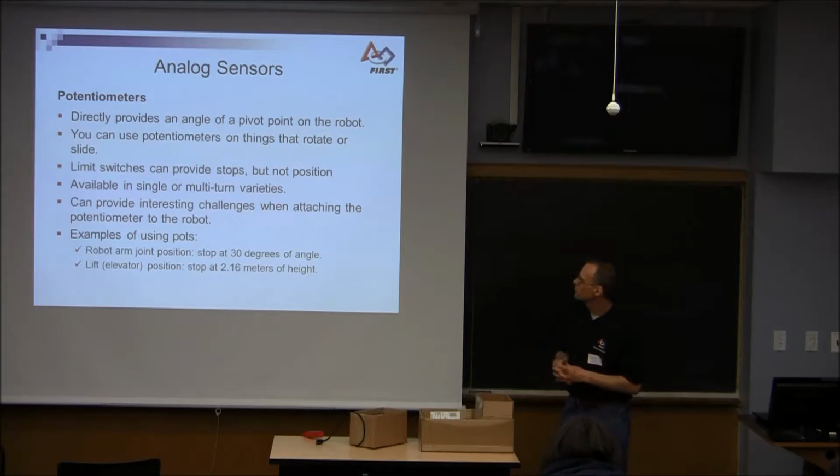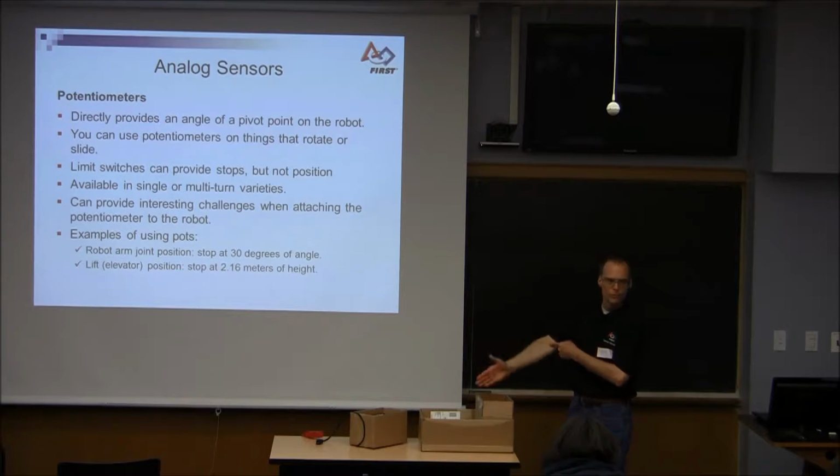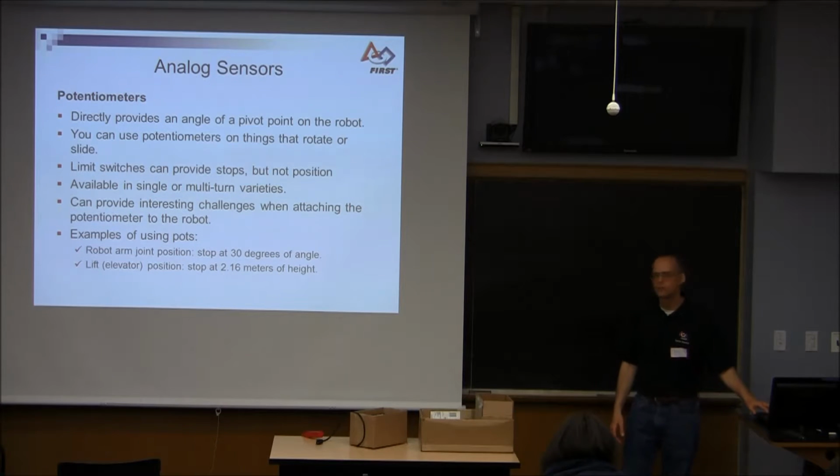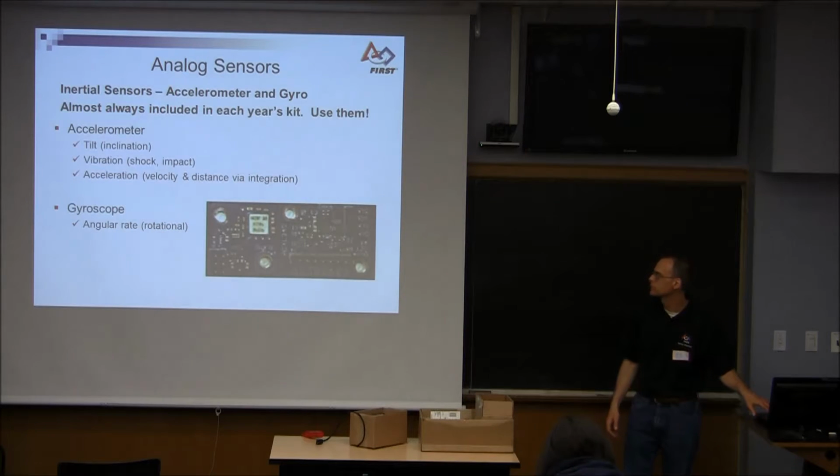So I've got a couple examples of how you use it: move an arm to an exact position, hang things or shoot things, lift an elevator, elevate something to a projected height. You want to always try to give the driver as many advantages as possible by automating as many things as possible. And you definitely want to use as many sensors as you can.